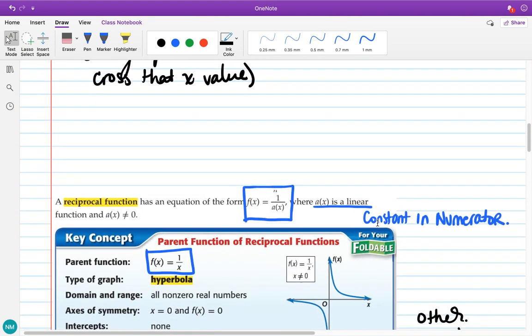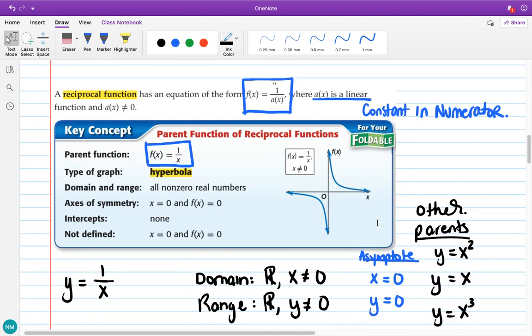Okay, so let's review really quickly what a reciprocal function is before we go into graphing it, which is what we're going to be doing in this video. A reciprocal function is any rational function where the denominator is linear, right? Degree of 1. So the denominator is linear and the numerator has a degree of 0. It's a constant. Okay, so that is a reciprocal function. A reciprocal function is a rational function. It is just a special type of rational function.